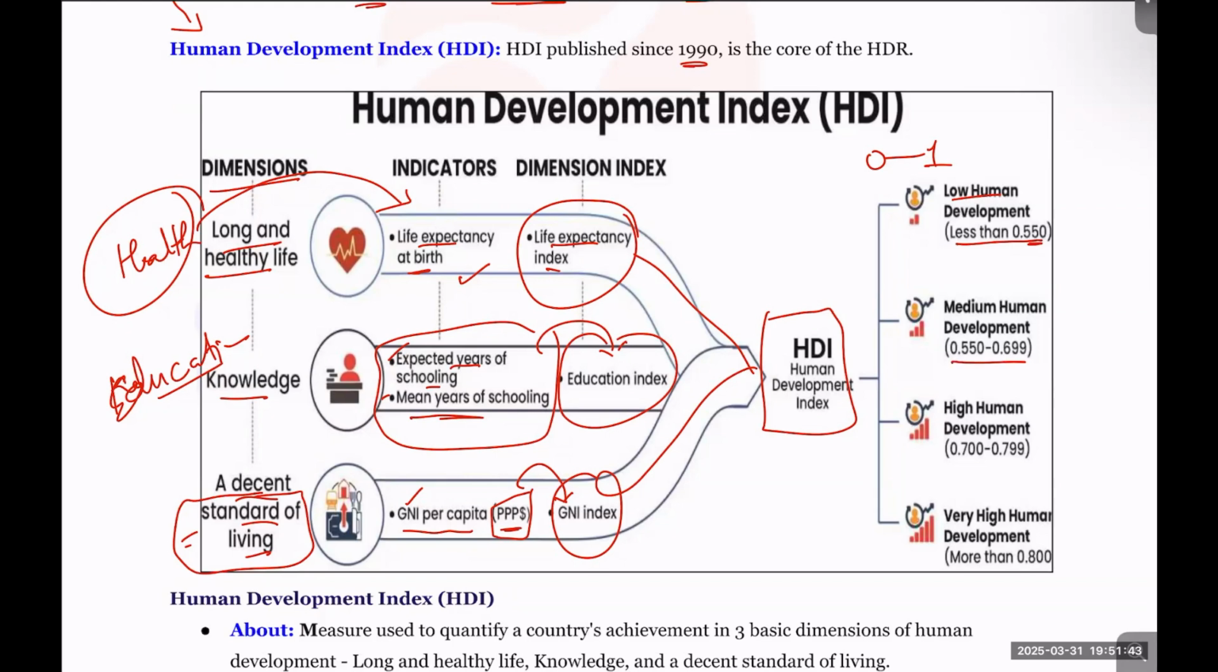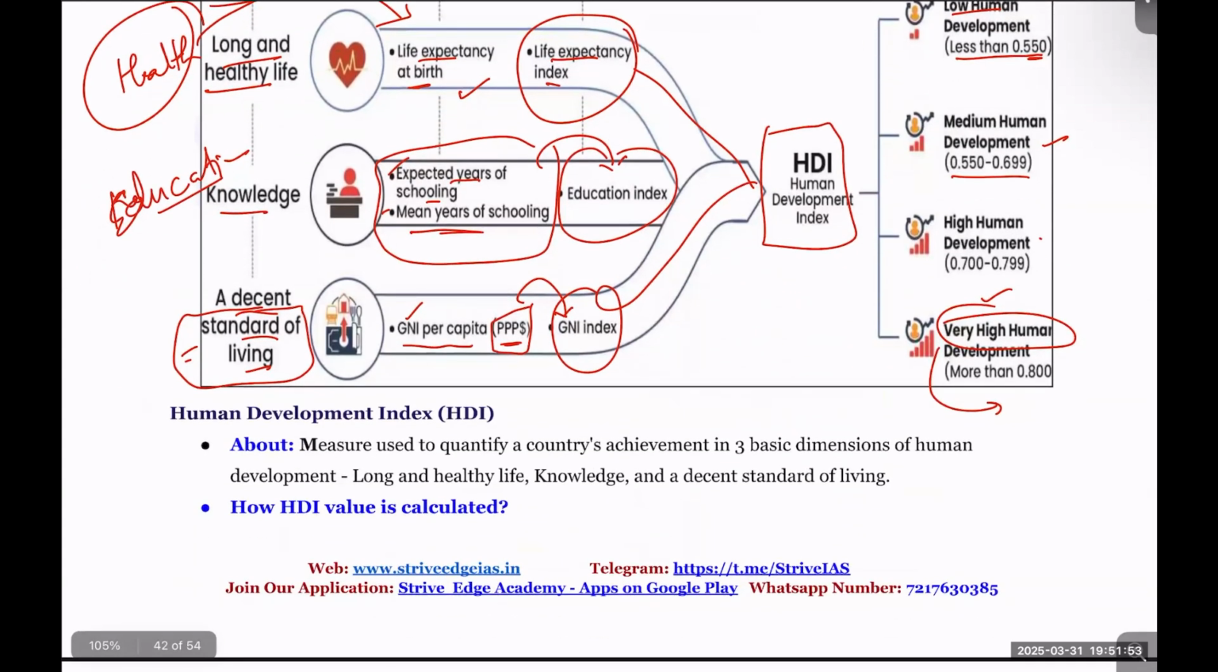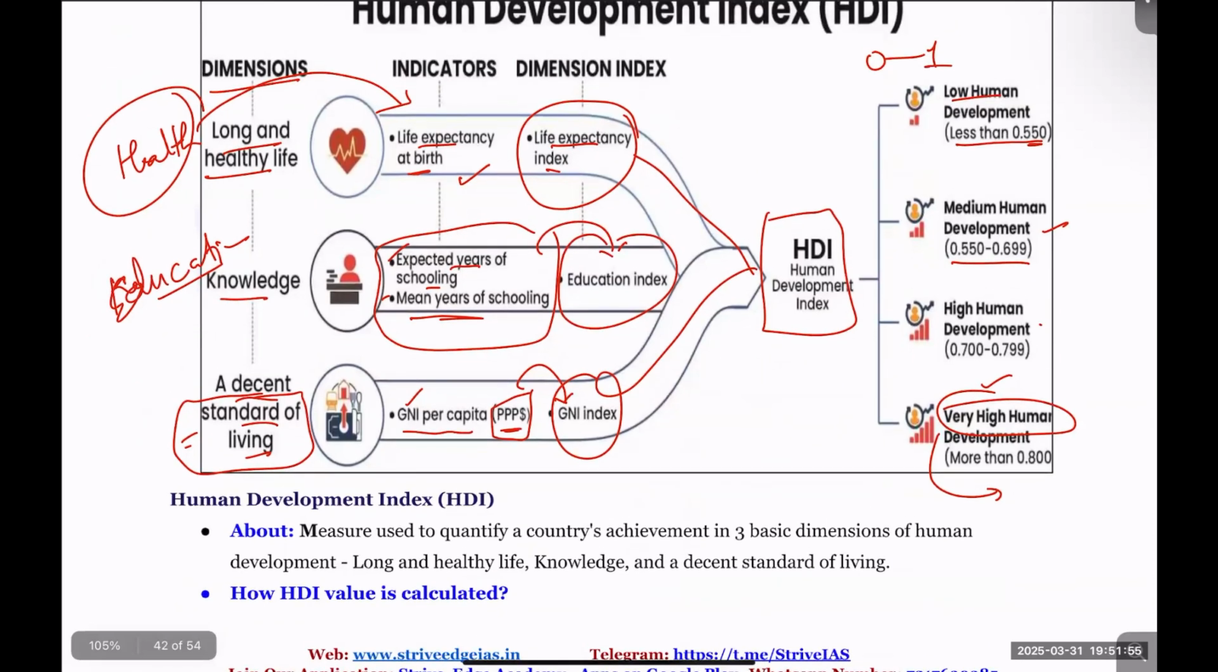If it is from 0.55 to 0.7, it is medium. 0.7 to 0.8, it is high, and then above 0.8, it is very high human development. So this is what the indicators are, that you should remember all those indicators, right?